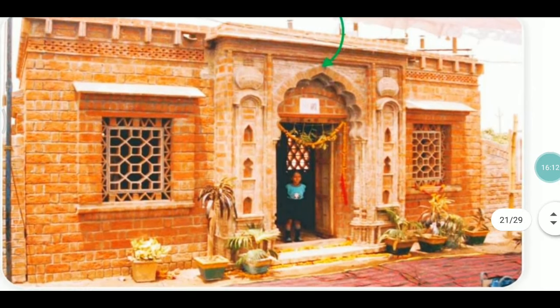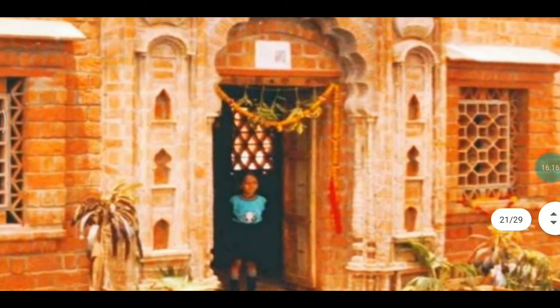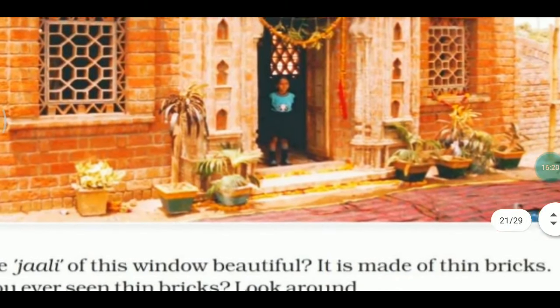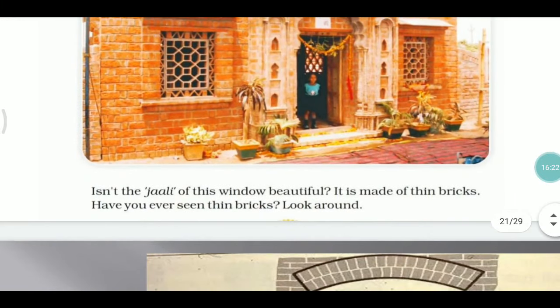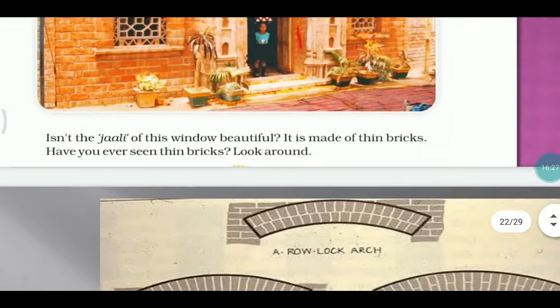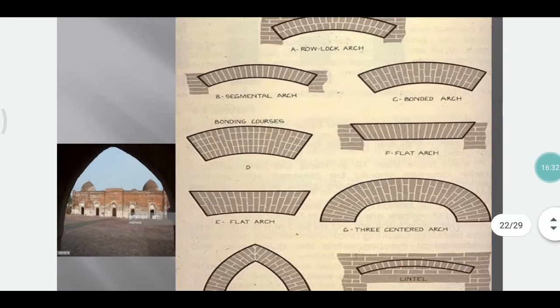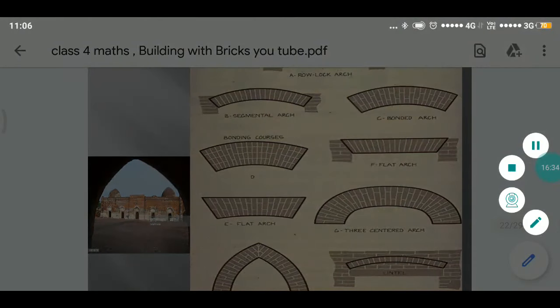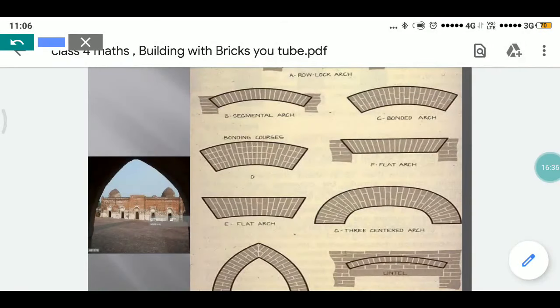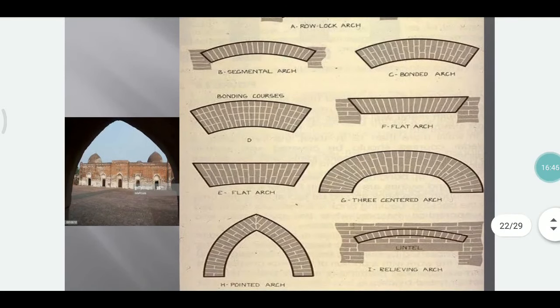Is not the jali of this window beautiful? Yes, the jali of this window is beautiful. It is made of thin bricks. Students, it is made of thin bricks. Students, look at page number 22. There are some different types of arch. On the left side corner there is a photo, and match it. Which arch is this? Yes, this is a pointed arch.